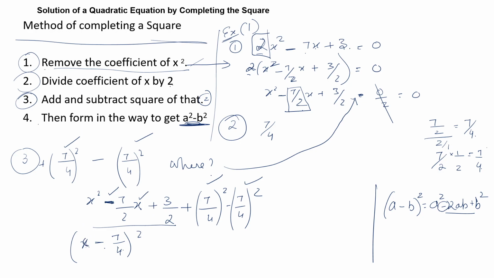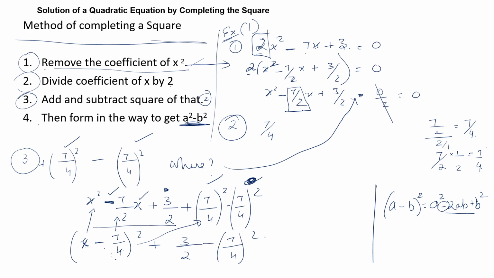A minus b whole square. So a square, this one. 2ab minus 2ab, this one. And b square, this one. All three are included in this. So what is left out? 3 by 2 and minus 7 by 4. So write it separately. Okay, 7 by 4 whole square.